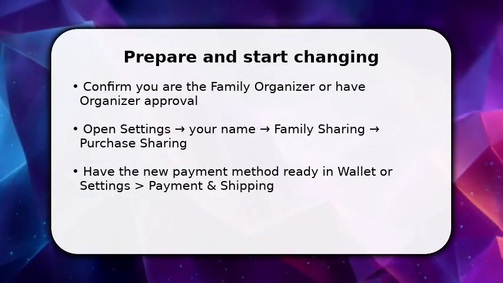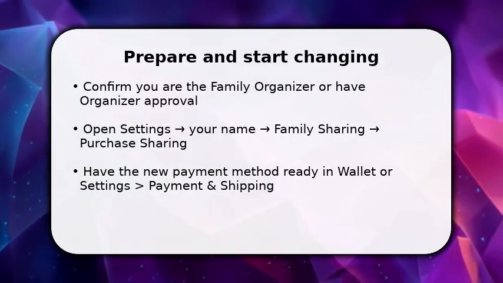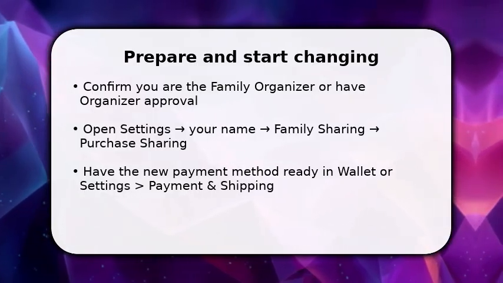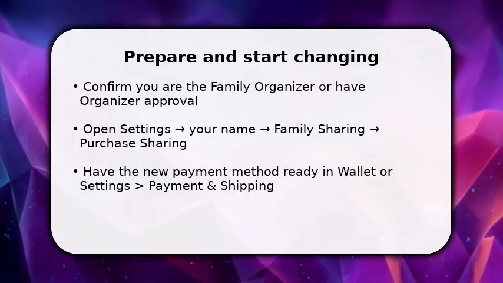You start by confirming your role. You must be the family organizer to change the family payment method or get explicit organizer approval. Once confirmed, open Settings, tap your name, then Family Sharing and Purchase Sharing.